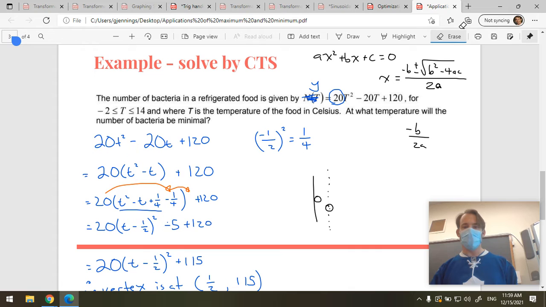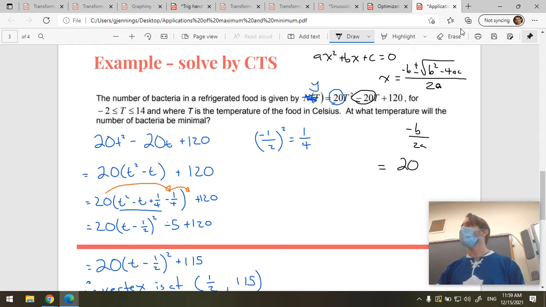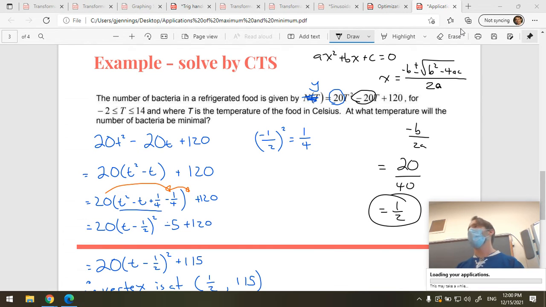Now here, let's do the negative b over 2a to get to a solution of this question. Here's my negative b, here's my a. So negative b over 2a in this case would equal negative b, this is negative 20, so actually I have positive 20. That's negative b over 2a. 2 times 20 is 40. Look at how fast that is to solve this question. There. Set your temperature at 1/2 degree, and that's going to give you the lowest concentration of bacteria.